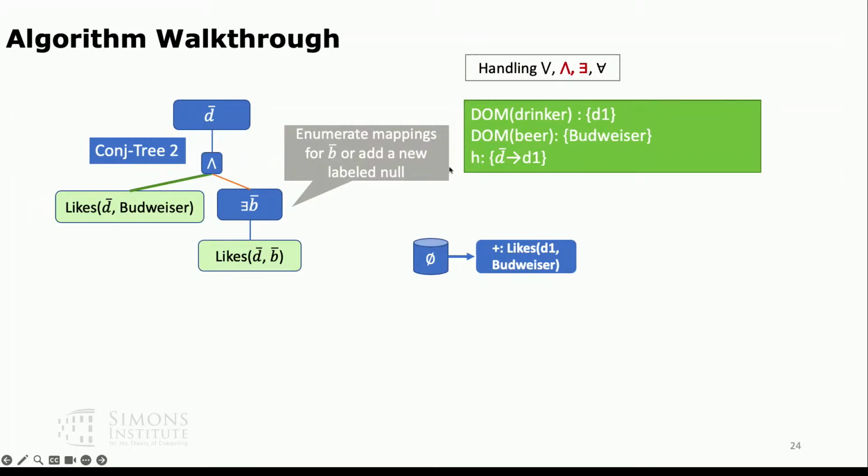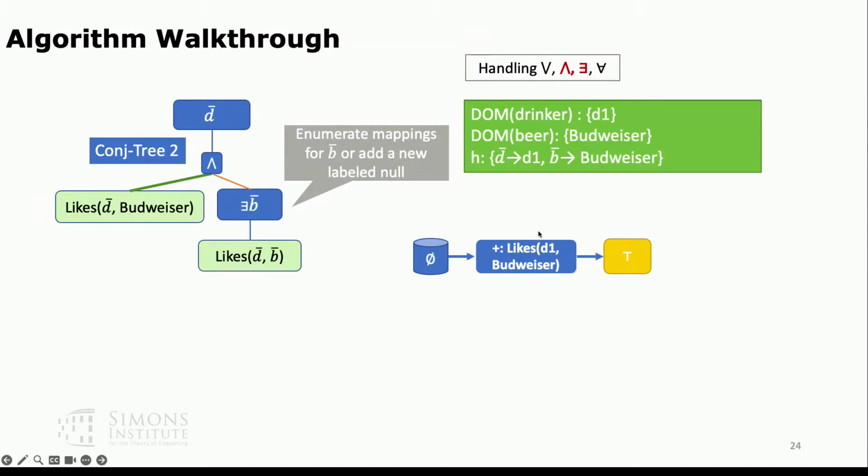So here, if you map this beer to this existing value Budweiser, then it is true that likes D1 Budweiser is already in the instance. So this evaluates to true. So this is the homomorphism for this conditional instance. Okay, so I got our first conditional instance.